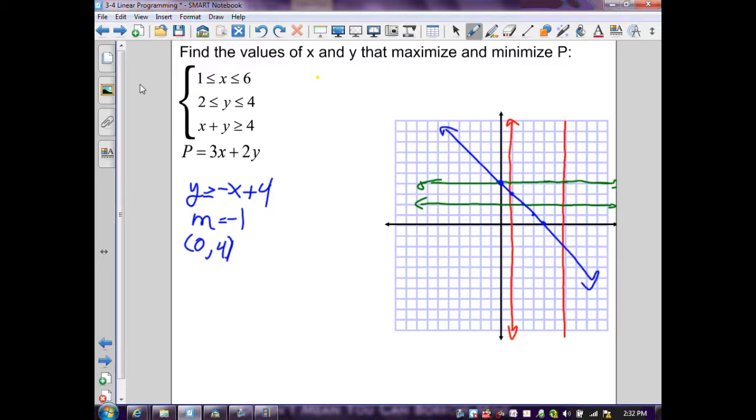Now what I need to do is determine my feasibility region by looking at the inequality symbols. I know that the red lines for my x between 1 and 6 is going to be inside the red lines. My y value between 2 and 4 is going to be inside my green lines. And for my linear inequality, the y values are greater than this relationship. So that's above the blue line. So my feasibility region will be anywhere above the blue line and in between the green and red lines.